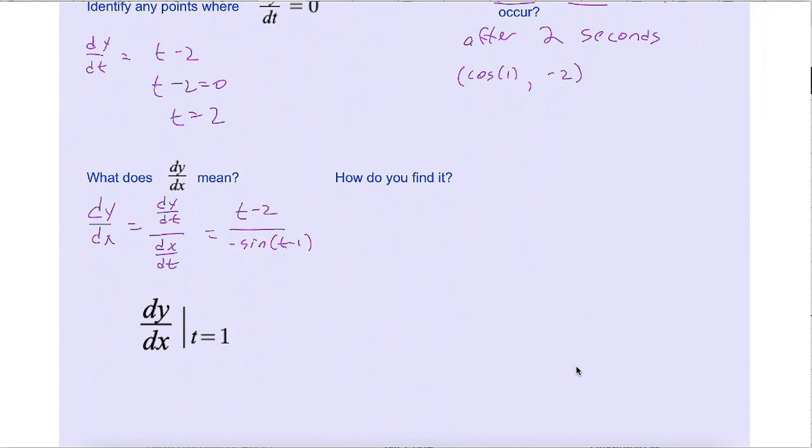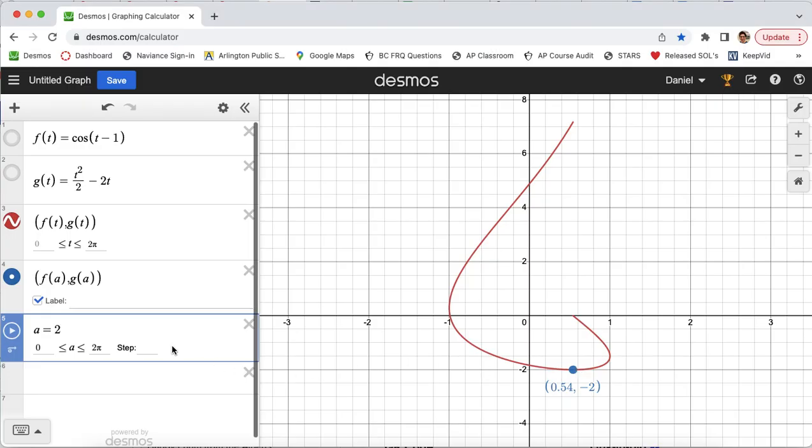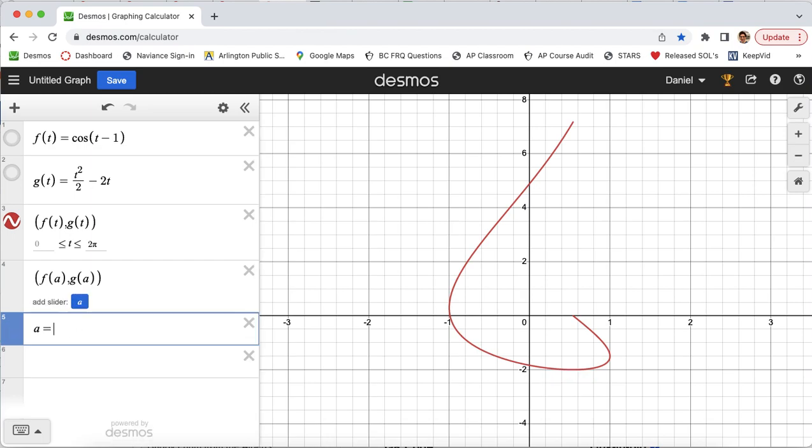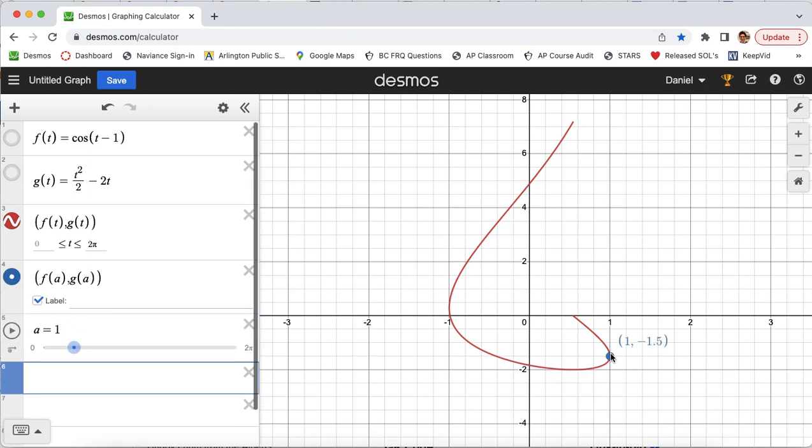So that is the slope of the tangent line at any given value for t. So if I want to know what is dy/dx after 1 second, I would simply plug a 1 in there. 1 minus 2 is negative 1. And negative 1 times the sine of 0, well, this does not exist. I should say it's undefined. Sorry, that was a bad example to pick because I forgot that when t equals 1, the point is right there, the tangent is completely vertical, which means its slope doesn't exist.